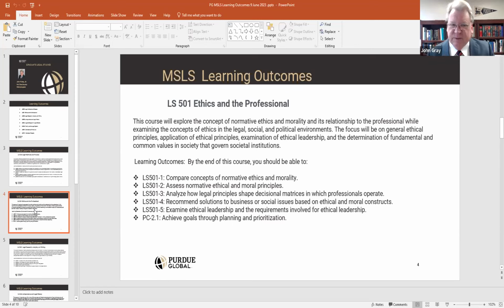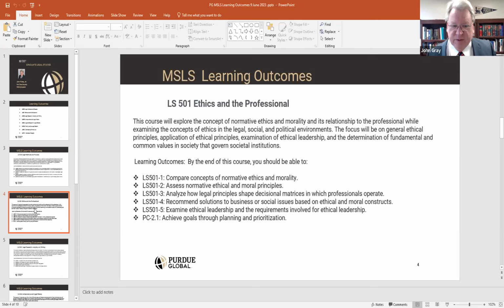So with learning outcomes as to LS 501, you should be able to compare concepts of normative ethics and morality. You should be able to assess normative ethical and moral principles. You should be able to analyze how legal principles shape decision making and matrices in which the professionals do operate. We talk about legal ethics a lot, for example, because this is a course involving legal studies.